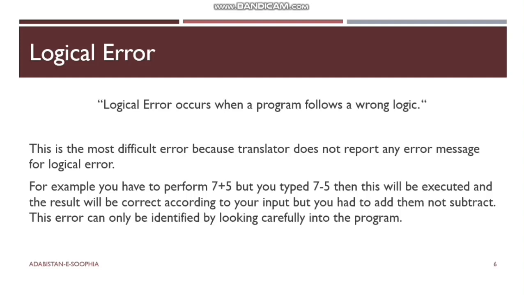The reason is here. For example, you have to perform 7 plus 5, right? You were going to write a program for 7 plus 5, but in a hurry or by mistake you typed 7 minus 5. Instead of plus you typed minus, right? This is logically true that you can perform 7 minus 5, but according to your requirement, because you were trying to add them but wrote the minus sign, this will be executed and the result will be shown to you.